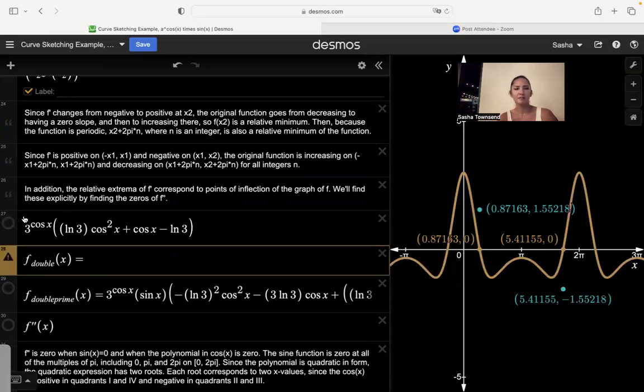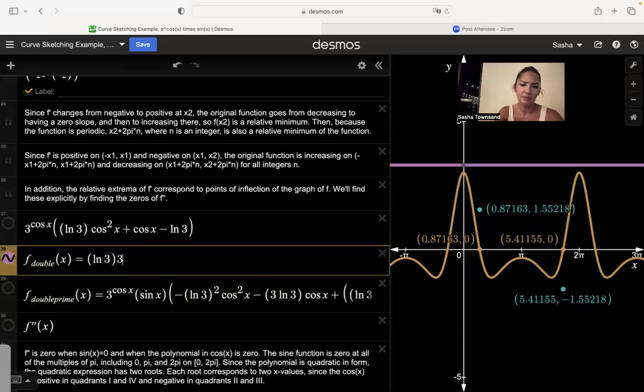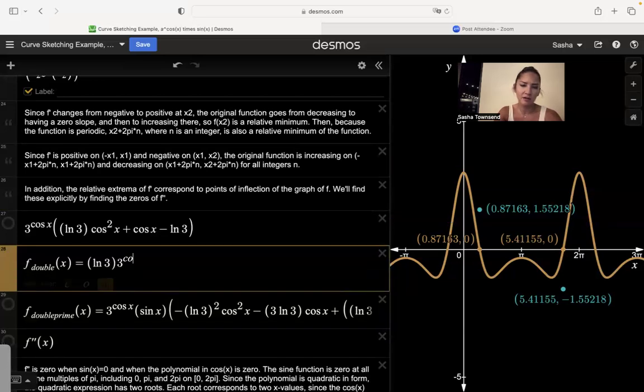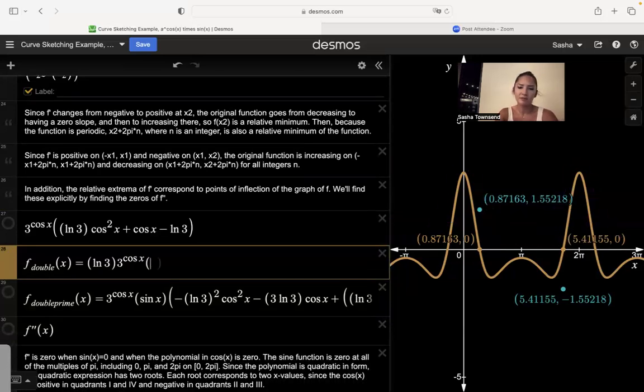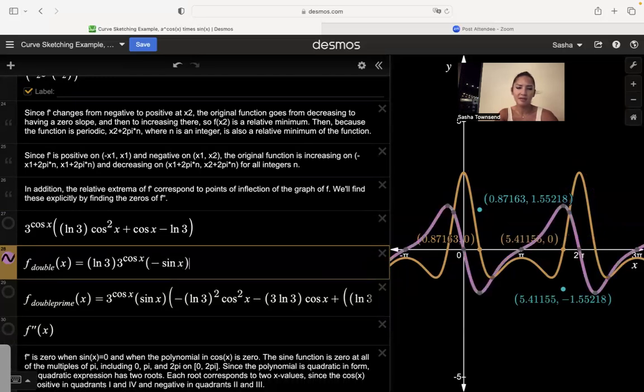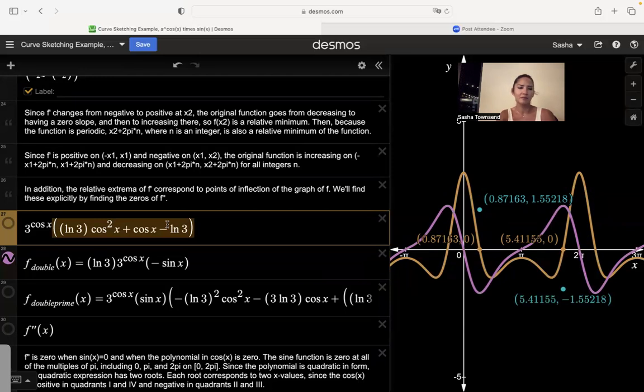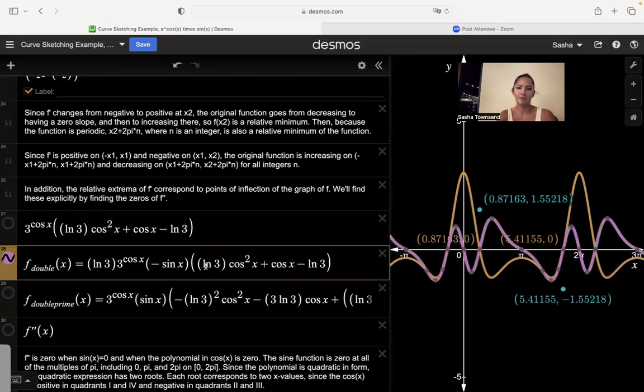Well, according to the product rule, we'll have the derivative of the first, which is natural log of the base, times 3 to the cosine of x power, times the derivative of the inside by the chain rule, so that's negative sine of x. That's derivative of the first times the second. So I'm just going to copy and paste that.